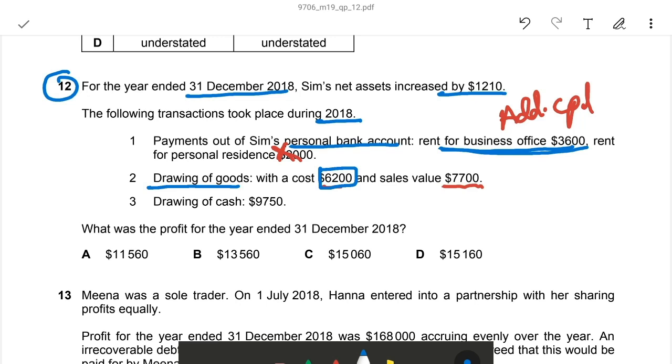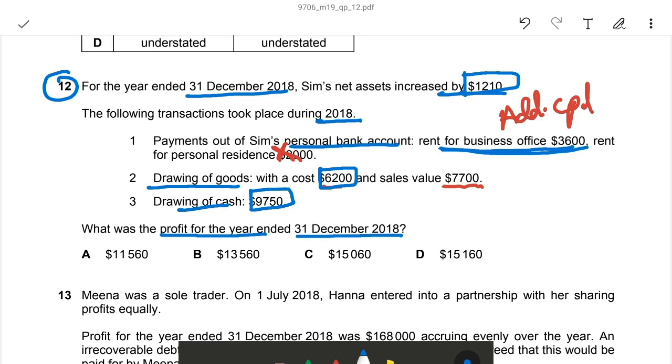Then one more drawing of cash, 9,750. So the question gives the net asset increase. This is equal to closing capital. The question gives closing capital, additional capital, drawing of goods and drawing of cash. So what is the question? What was the profit for the year ended 31st December 2018? So let's calculate the profit.